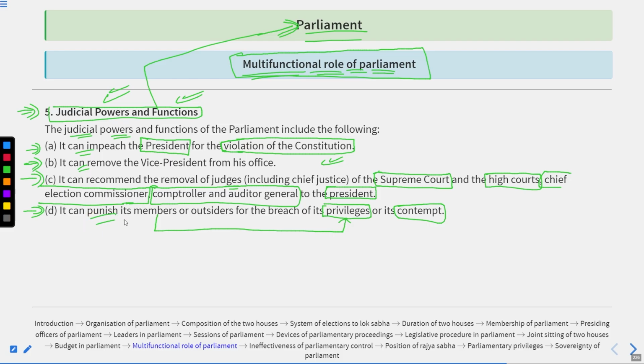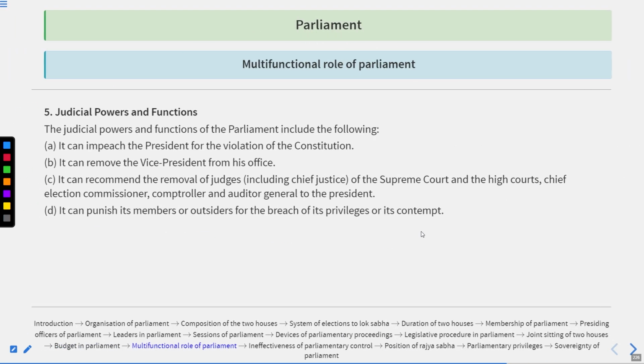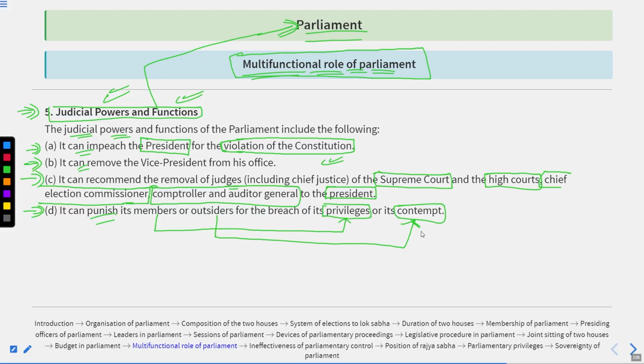And if there is any outsider who does not belong to the Parliament, but this outsider violates the Parliament's rules, then he could be punished by the Parliament for contempt of the Parliament. So these are the judicial powers and functions that are enjoyed by the Parliament of India.